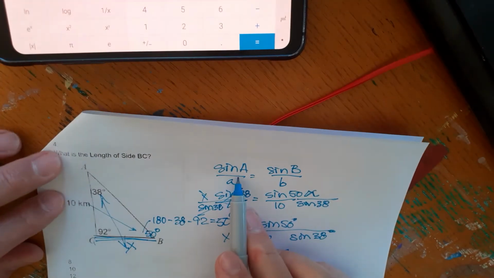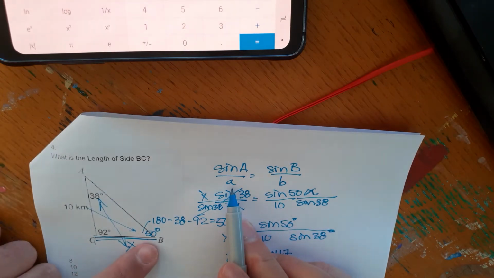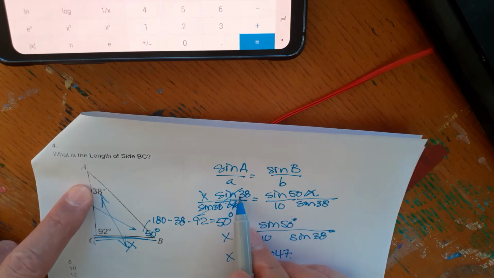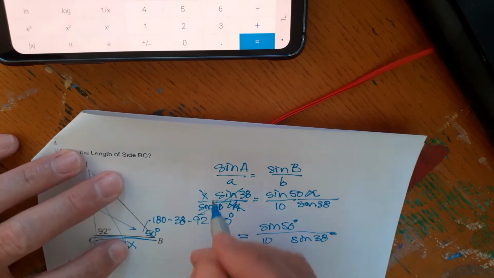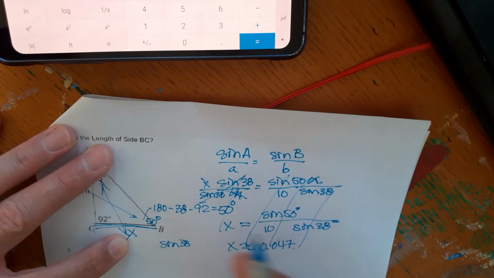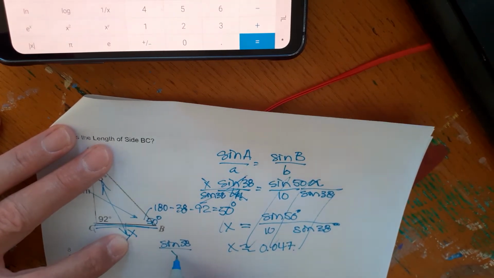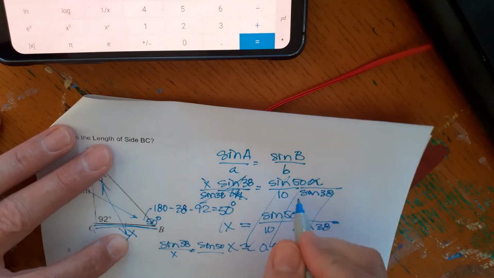Let's make sure we've got it set up right. Sine of A over A. So we know we're 50 degrees here, sine of A, so sine of 38 over x. Okay, let's go back. Let's scribble this out for a second. Sine 38 over x is equal to sine 50 over 10.